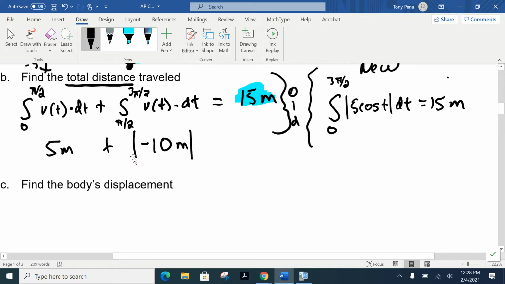Now, letter C. Find the displacement. So just right away, tell me that answer. We've already kind of done the work. You're going to be able to say that answer right away.